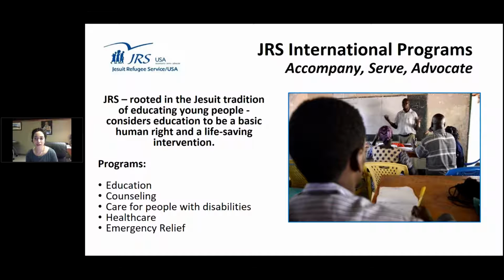So we coordinate programs from pre-primary through higher ed throughout the world, and also have some vocational skills building training, language training, and teacher training alongside that. In addition, in certain areas of the world, we have counseling programs. We place an emphasis on caring for people with disabilities, including in an educational context. In some places, we offer healthcare programming, and we also offer emergency relief, primarily today in Syria, which, as we all know, is dealing with a significant crisis. And so emergency relief has been our primary focus within Syria.